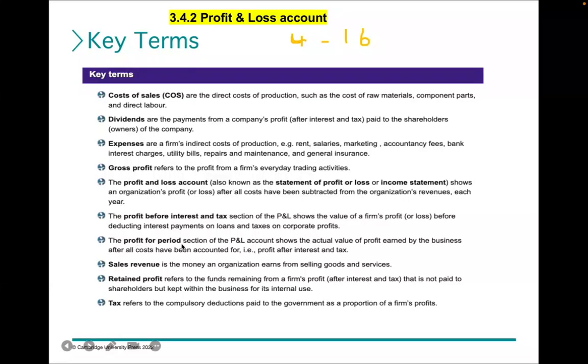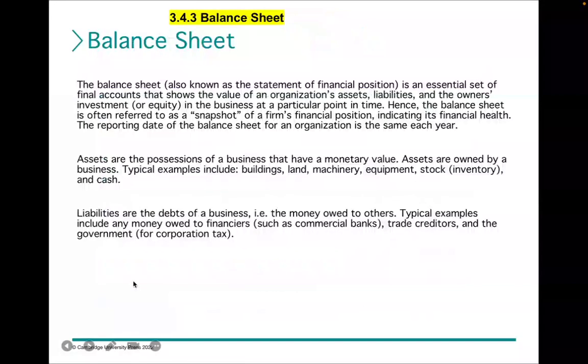Profit period, normally it's a year. Sales revenue, money coming in. Retained profit, money that they've kept at the end of the year after they've given their shareholders their money that's been kept within the business.